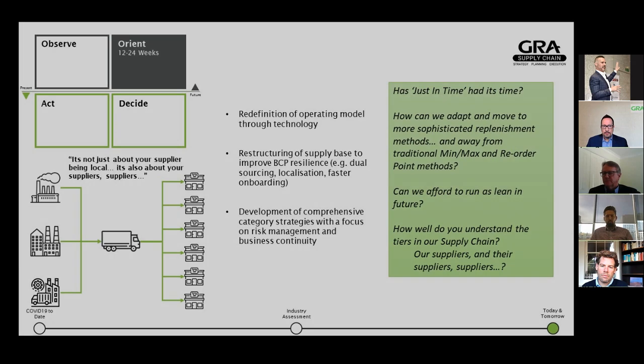Orient now is we're saying, well, do we need to start changing the business model or the operating model based on what we're seeing? So business continuity planning becomes very important. Do we need to restructure the supply base accordingly? Development of very comprehensive category strategies with a focus on risk management and business continuity. And we need to start asking questions, as it says over on the right-hand side.